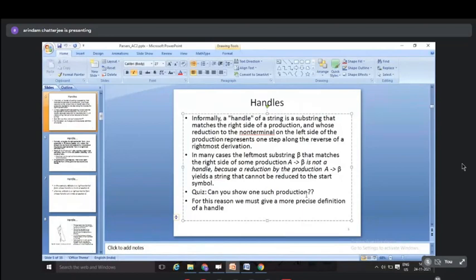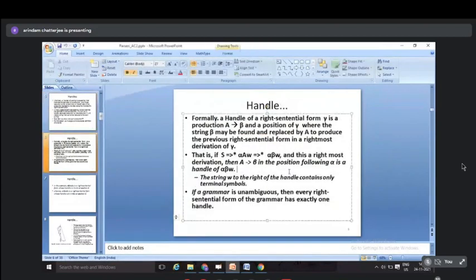Okay, so there should be a more concrete and informal definition of handle. Handle is a very important concept when you go to the bottom-up parser. That is what is important. Yes, identify. Sir, handle, the second part I had a bit of confusion.